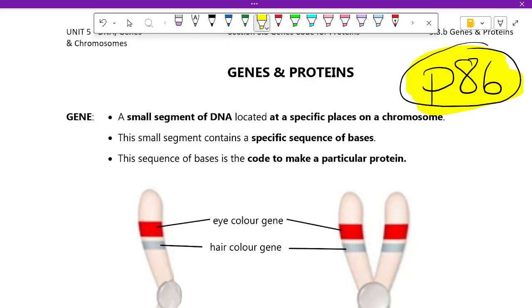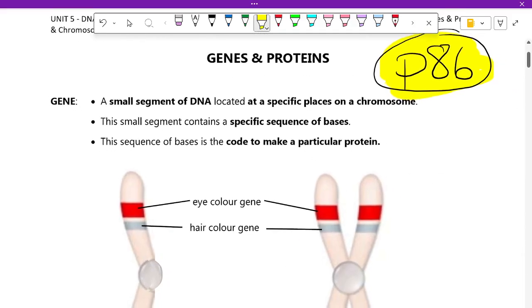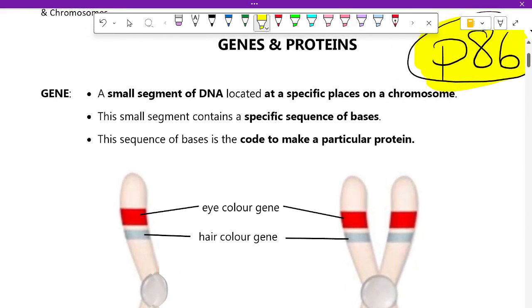We're going to go to page 86 for now and just take a look at some pictures that will help us see what a gene kind of looks like on the chromosome itself. So what is a gene? It's a small segment of DNA, and it is always located at a specific place on a chromosome.